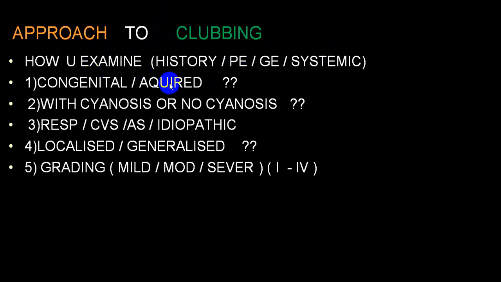From a good history, congenital and acquired can be easily identified. By general examination, you should look for cyanosis, present or absent, whether it is central or peripheral. And from a good history and examination findings, whether chronic hypoxia signs are present or not. By systemic examination, whether the respiratory system, cardiovascular system, or alimentary system is involved. And if you don't get anything, we put them into the idiopathic group. By a good physical and general examination, you divide them into localized or generalized. We have already mentioned the etiology: localized, unilateral, upper limb more involved, lower limb more involved, differential clubbing, etc. Then you try to identify the severity and put them into grade 1 to 4, or you can utilize grade 1 to 5. By and large, the most common grading utilized is 1 to 4.